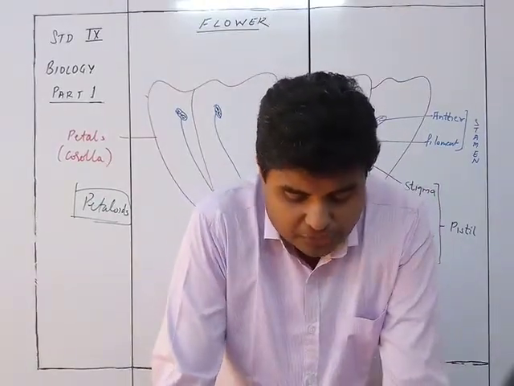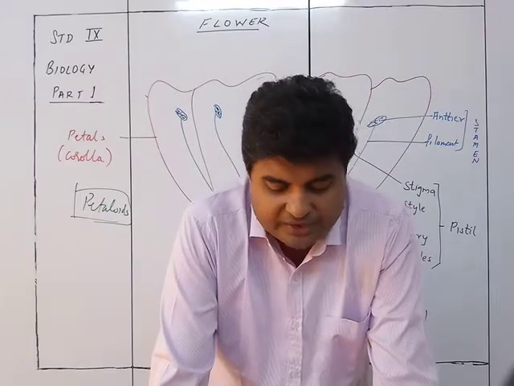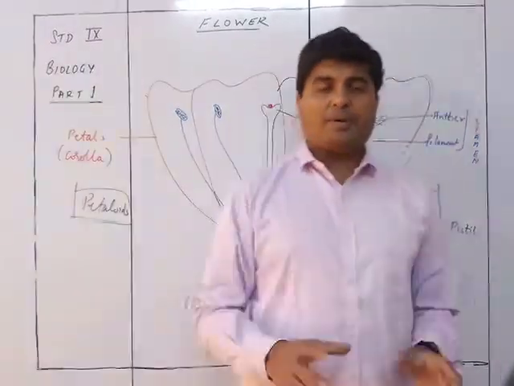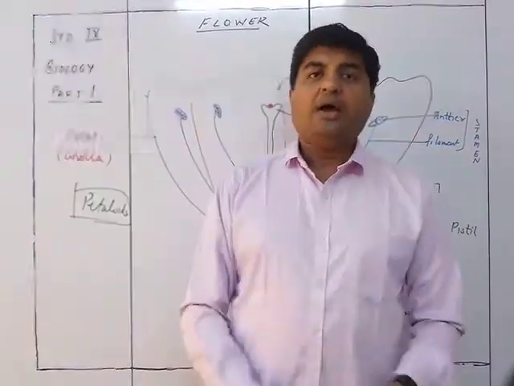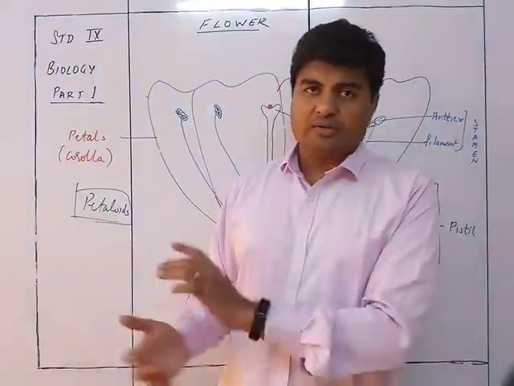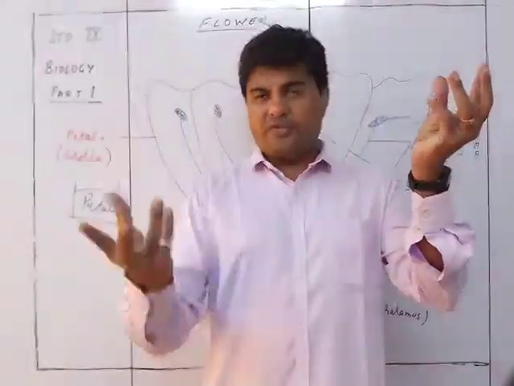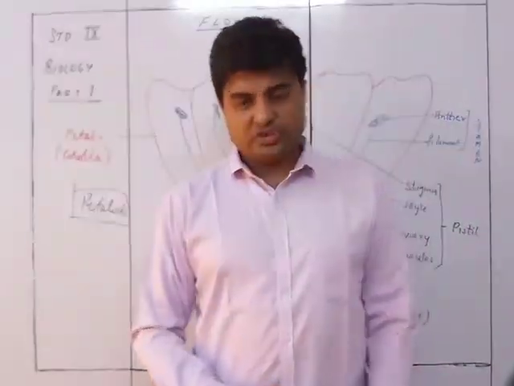And dioecious plants: male flower and female flower grow on different plants. So if one particular plant has only male flowers and another plant has only female flowers, they are called dioecious plants. If one plant has both male and female flowers, it is a monoecious plant.